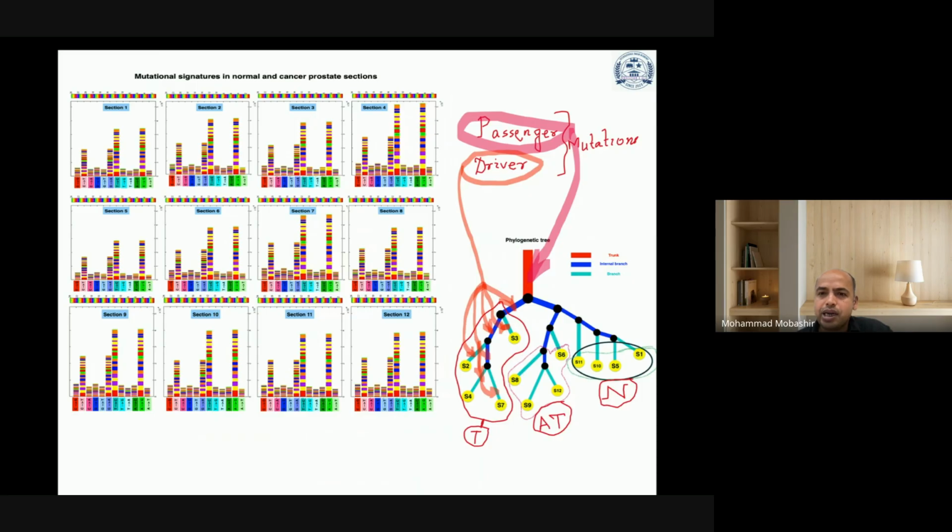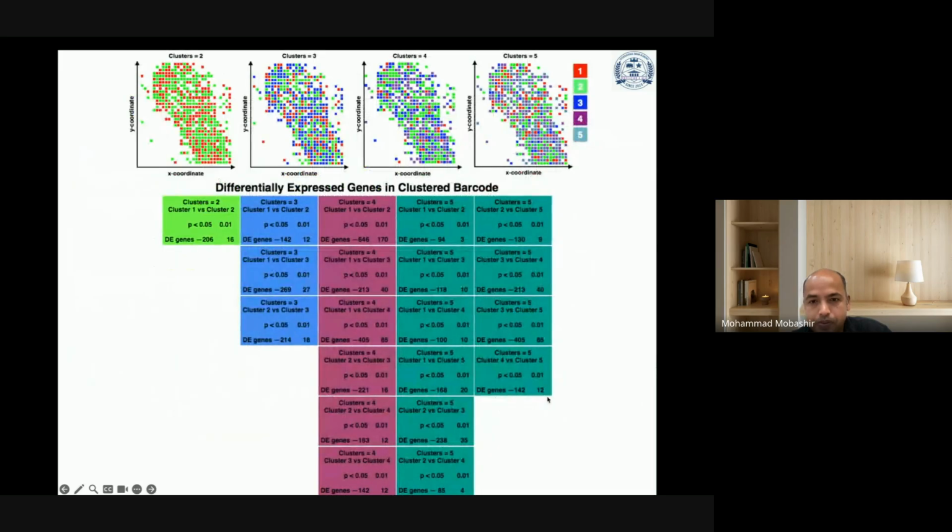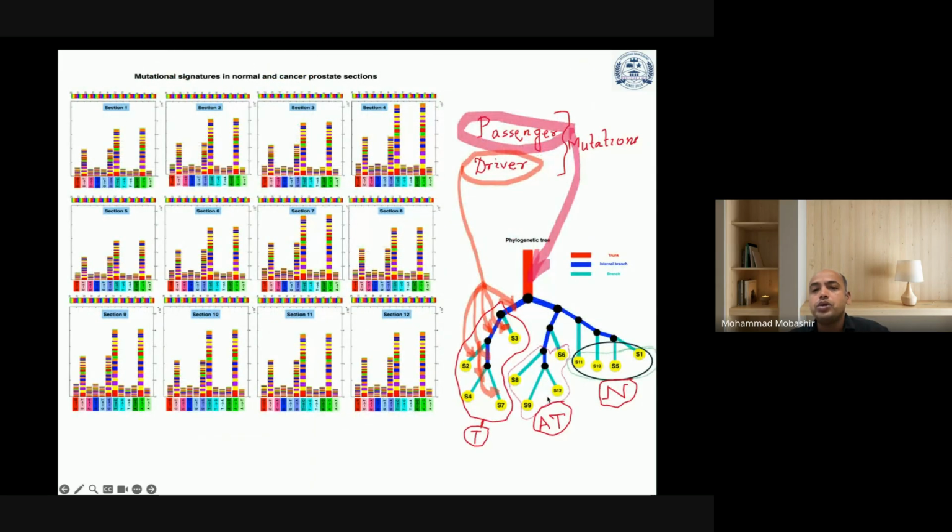And after detailed analysis, we identified that these four samples are completely cancer samples or tumor samples, and these four samples are completely healthy, like S1, S5, S10, S11. And these four samples are adjacent tissues: S6, S8, S9, and S12. They are adjacent tissues. So this is how you could classify.